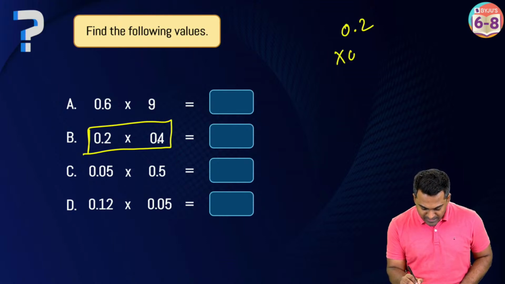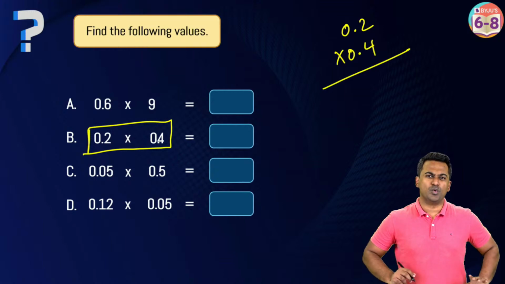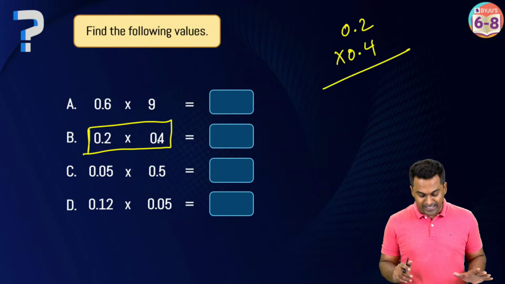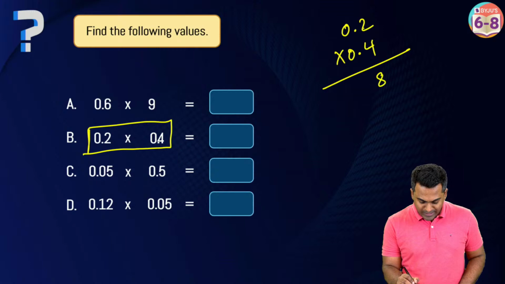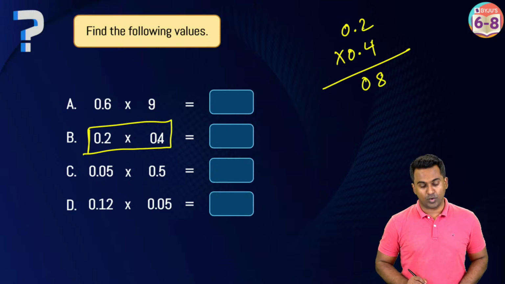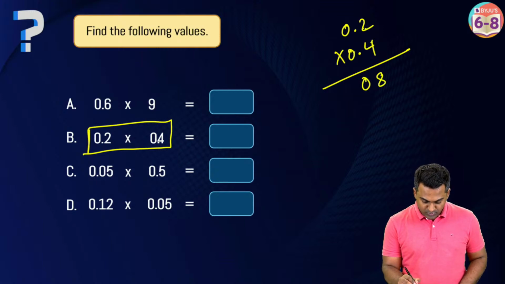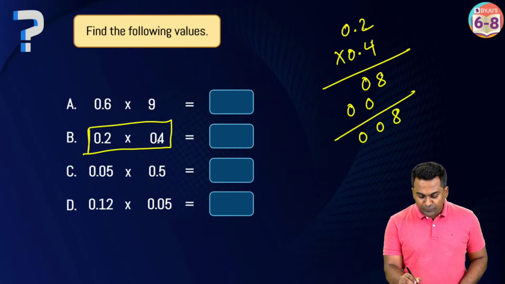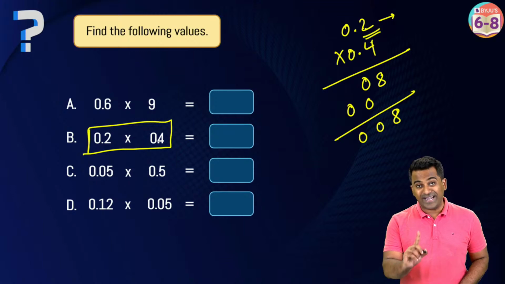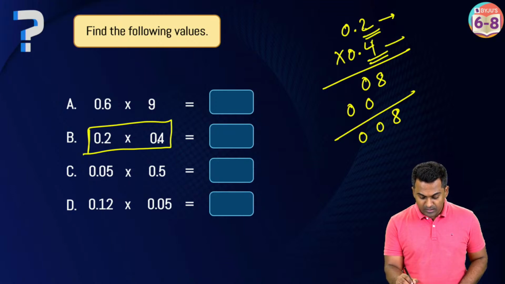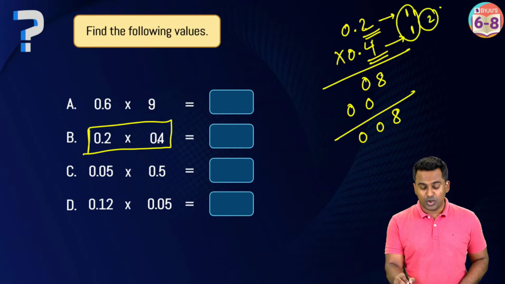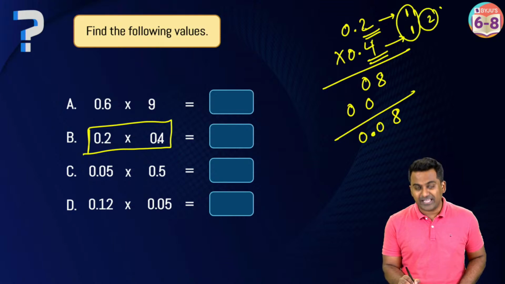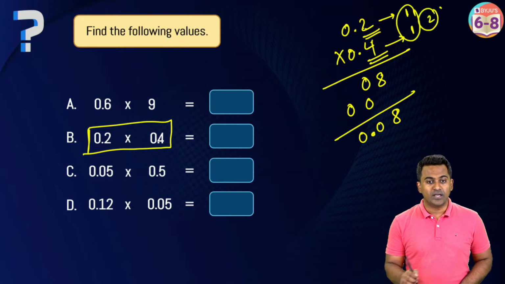0.2 when you multiply it with 0.4. I'm sure you guys are familiar with the regular multiplication, right? How do you do this? 4 times 2, 8. 4 times 0, 0. 0 times 2, 0. 0 times 0, 0. And then you add this. You get this, right? Now, after the decimal, 1 digit. After the decimal, 1 digit. So total 1 and 1. Total how many digits? 2 digits. So after the decimal, they should be 2 digits.